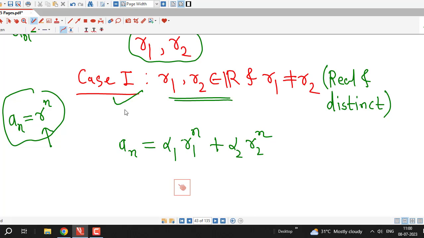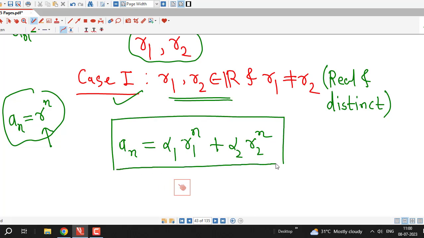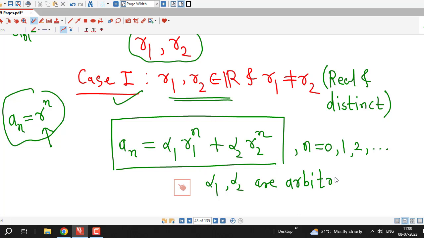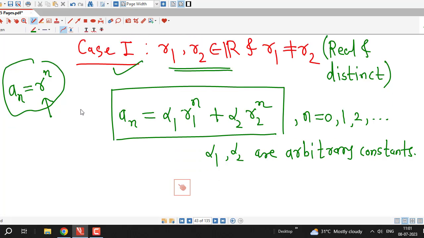So if I have this type of case in which I have real and distinct roots, then here I have to write r1 and r2 in place of r, and I multiply them by arbitrary constants, say alpha 1 and alpha 2, and here our n can take the different values, n equal to 0, 1, 2 and so on. This alpha 1 and alpha 2 are arbitrary constants. So this is the first case, and this is the formula for the nth term of the sequence an, which is a solution of recurrence relation.